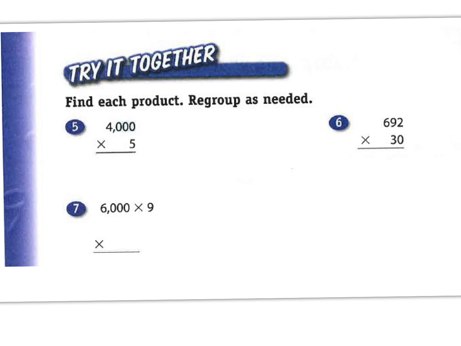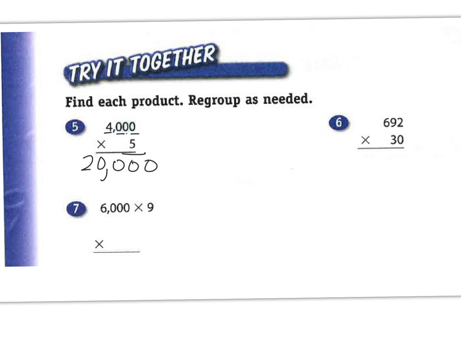This says find each product, regroup as needed. Well, these are kind of nice because this first one, 4,000 times 5, we can do 5 times 4 is 20. And then we have 1, 2, 3 zeros, 1, 2, 3. So that's 20,000. Here, this one's a little different for number 6, 692 times 30.